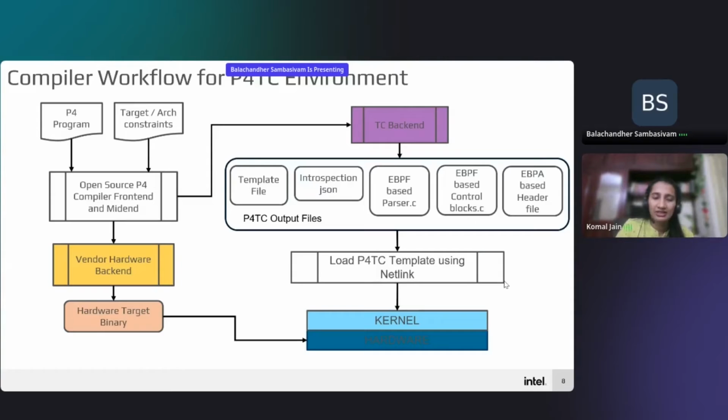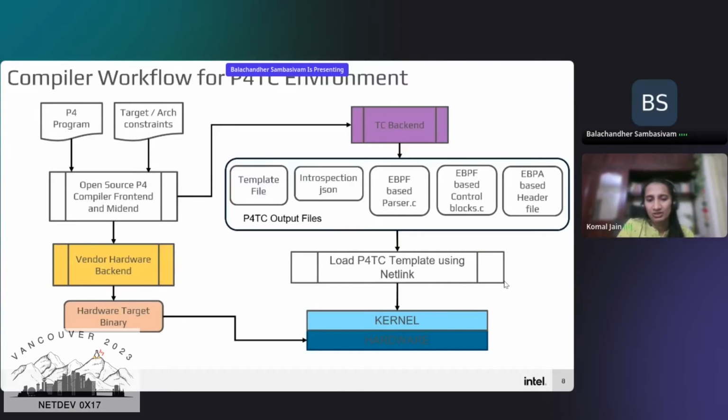The TC backend generates 5 files: the template file, the introspection JSON file, and the eBPF base C files. There are 3 files. One is the parser C file, the control block C file, and then the header file. These files are loaded into the kernel using the netlink, and then the runtime programming can be done.